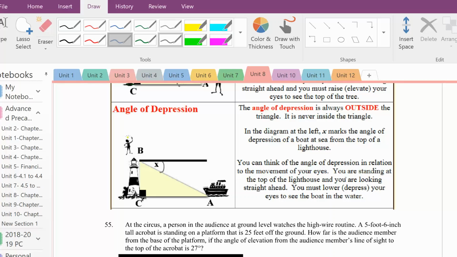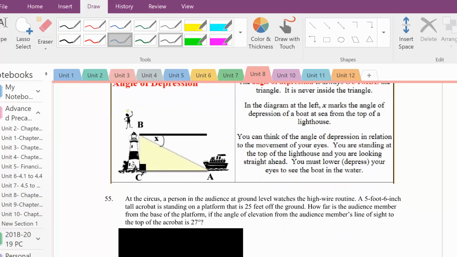You can think of the angle of depression in relation to the movement of your eyes. You're standing at the top of the lighthouse and you're looking straight ahead. You must lower or depress your eyes to see the boat in the water.